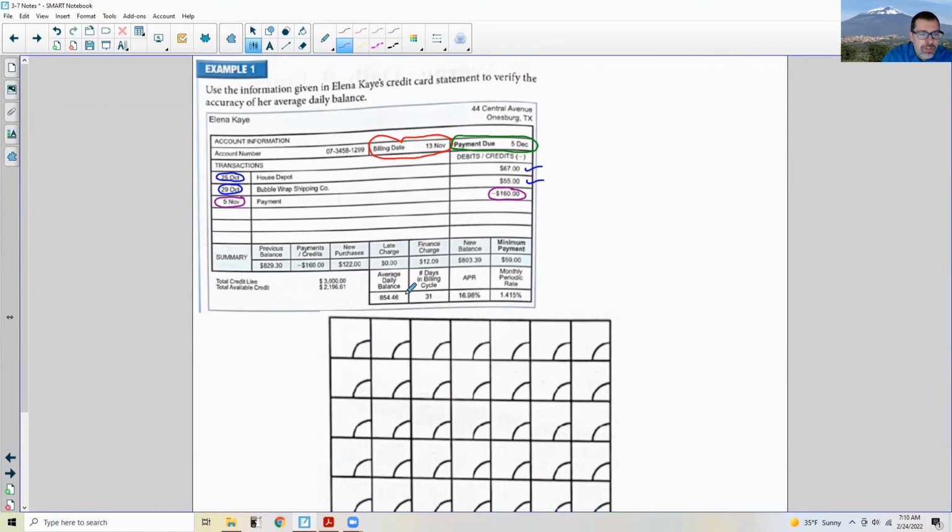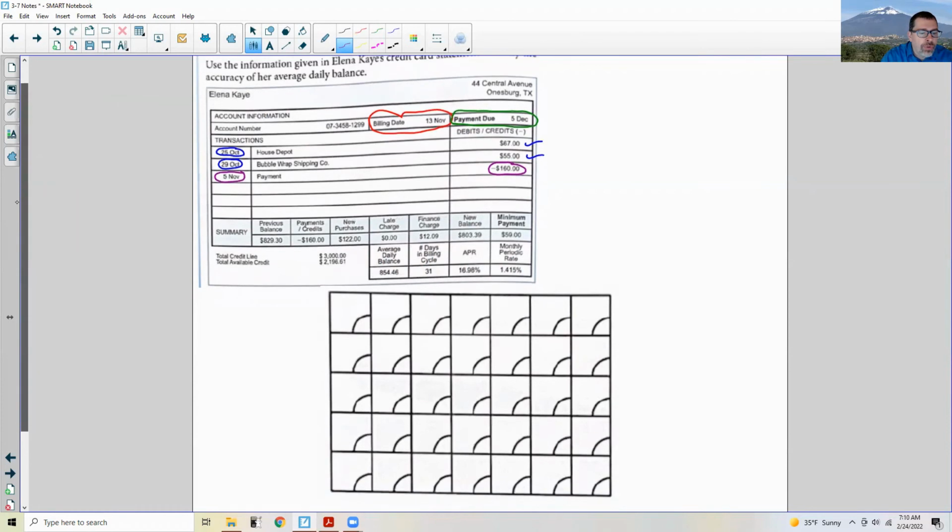And here is the average daily balance. Days in billing cycle 31. If you look, this billing date was November 13th, and the annual percentage rate on her card is 16.98%. Divide that by 12 and it's 1.415%. That's her monthly periodic rate. Okay, so let's dive into this.